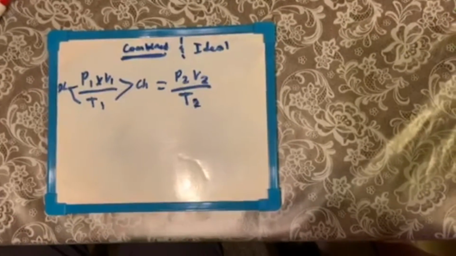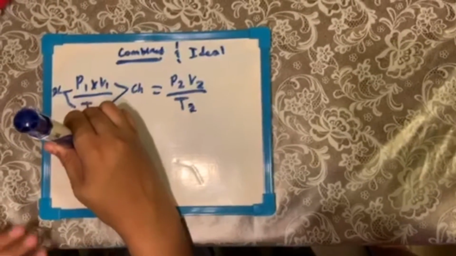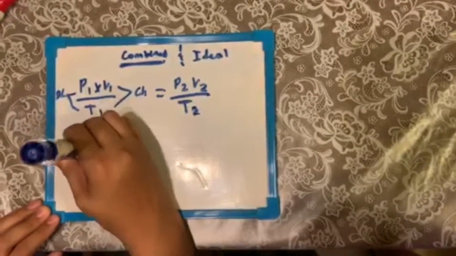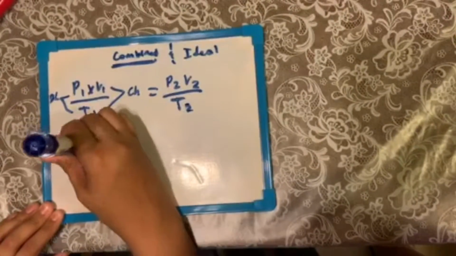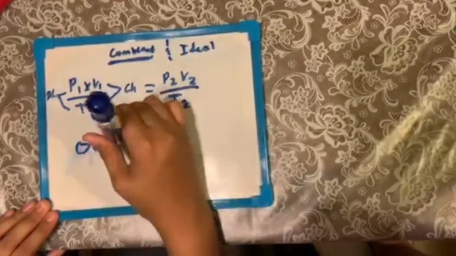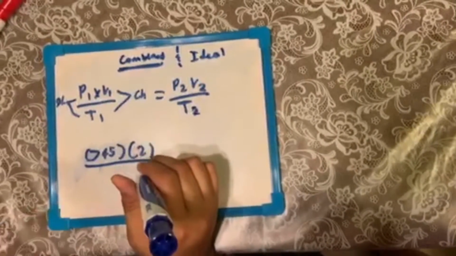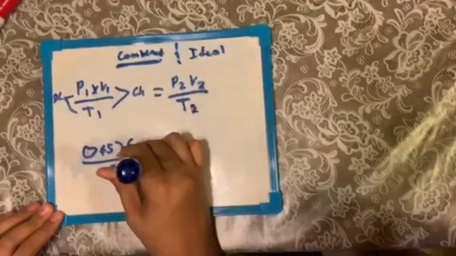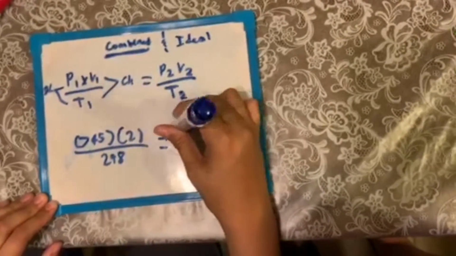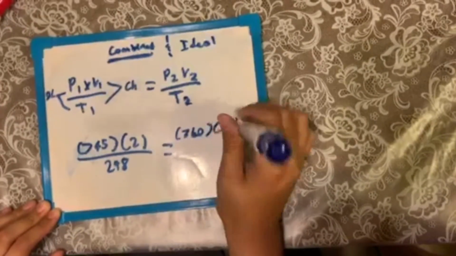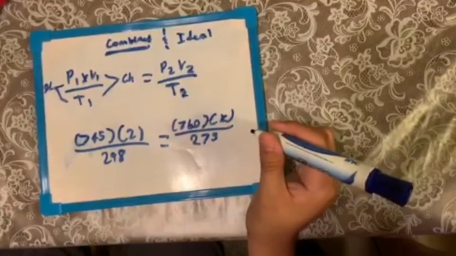So, let's just do a practice problem to see how you would solve one of these. We can make pressure 1 745. We can make volume 1 2 liters, and then over, let's say, 298 degrees. Let's make that equal to 760, and we're trying to solve for volume 2 here, over 273, right?